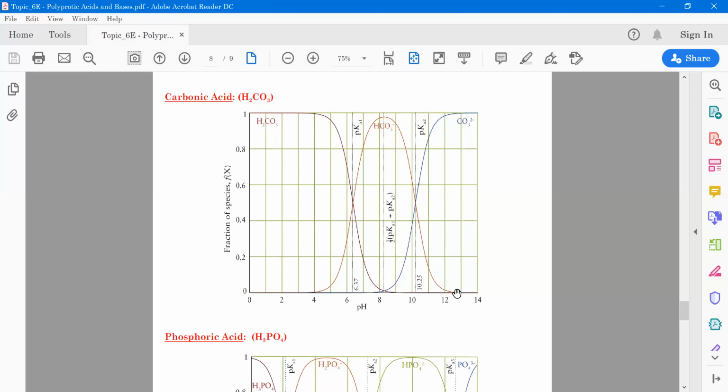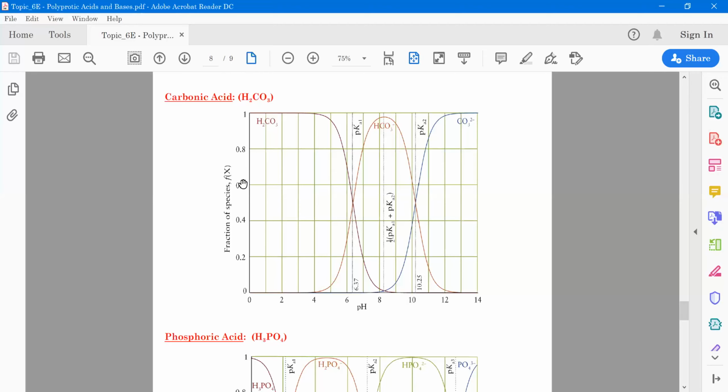If I increase the pH still further by adding more sodium hydroxide, I eventually get to a point above about a pH of 13, where all of the carbon-containing species exist as carbonate. There's no hydrogen carbonate and no carbonic acid remaining. And so at that point, I would essentially have a solution of sodium carbonate, if sodium hydroxide is what I was adding to increase the pH.